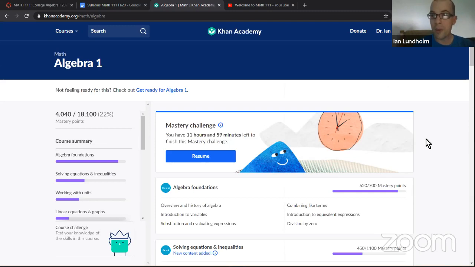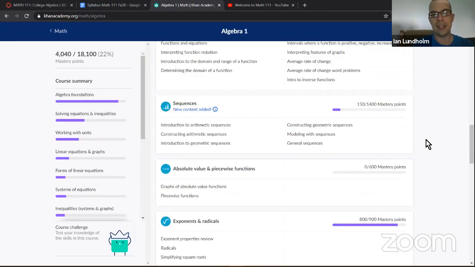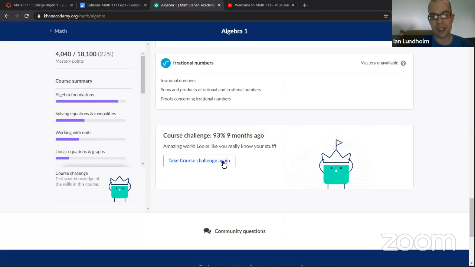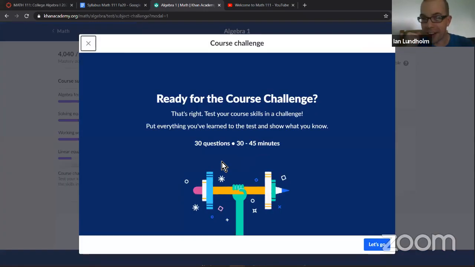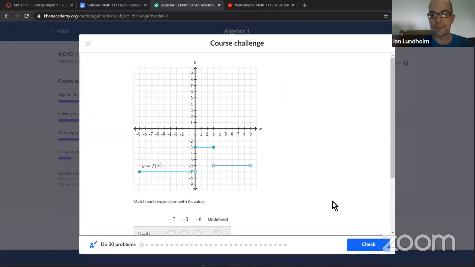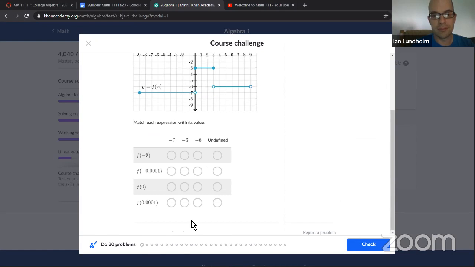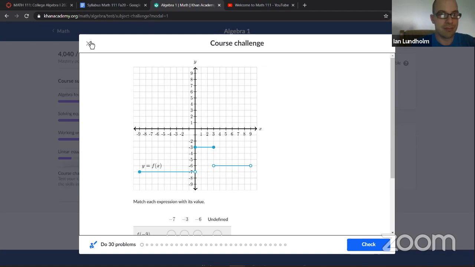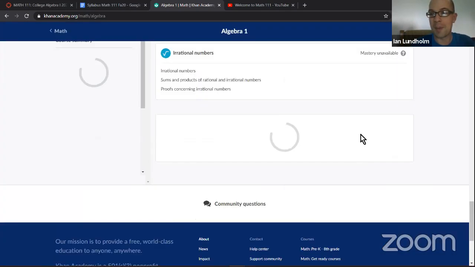And the final way to get from 80 to 100% is the course challenge at the bottom. With things being as they are, this is our best option for a course final. So there are 30 different problems that will be picked somewhat randomly from throughout the course. And yeah, you will answer these 30 problems and get scored for your final exam accordingly.